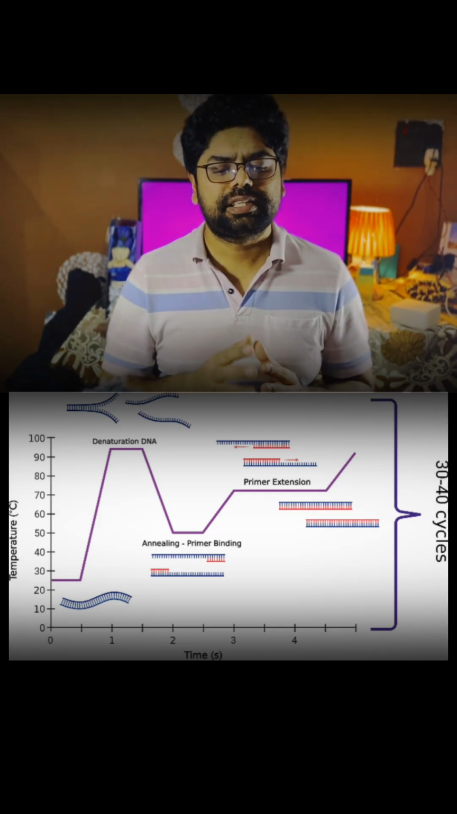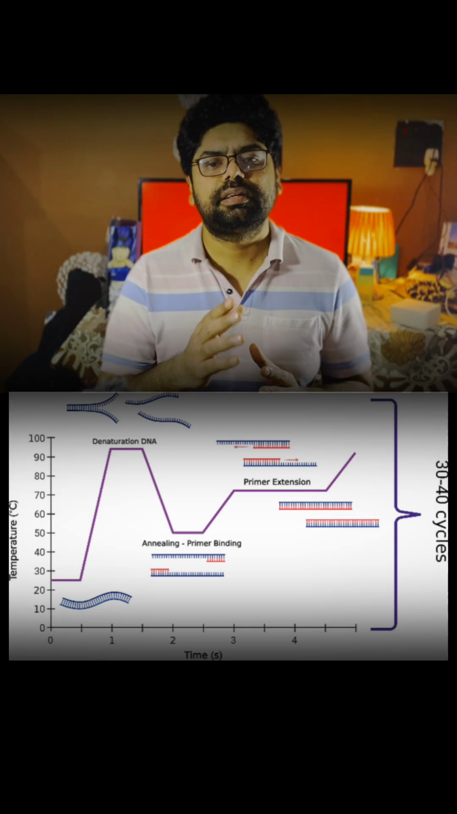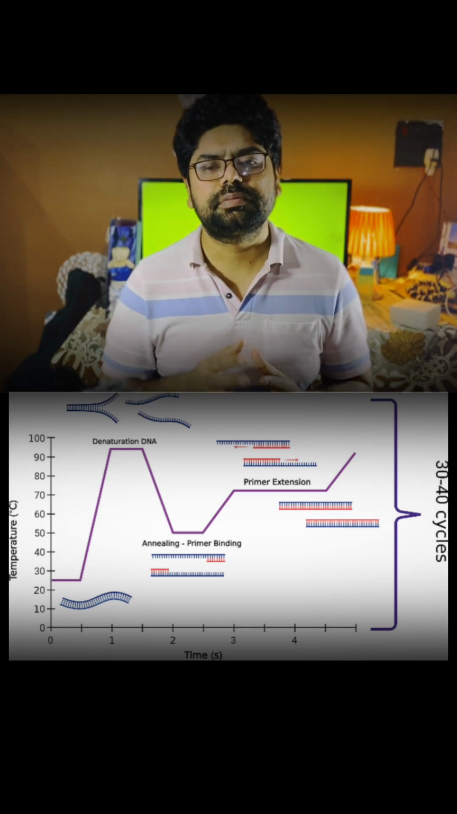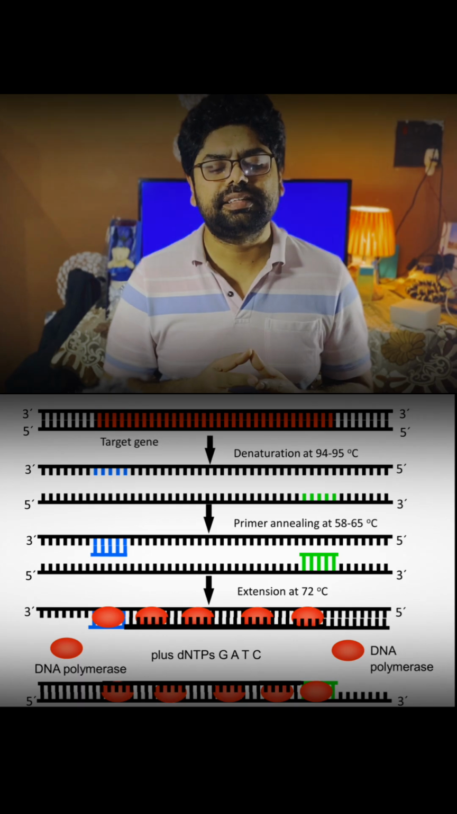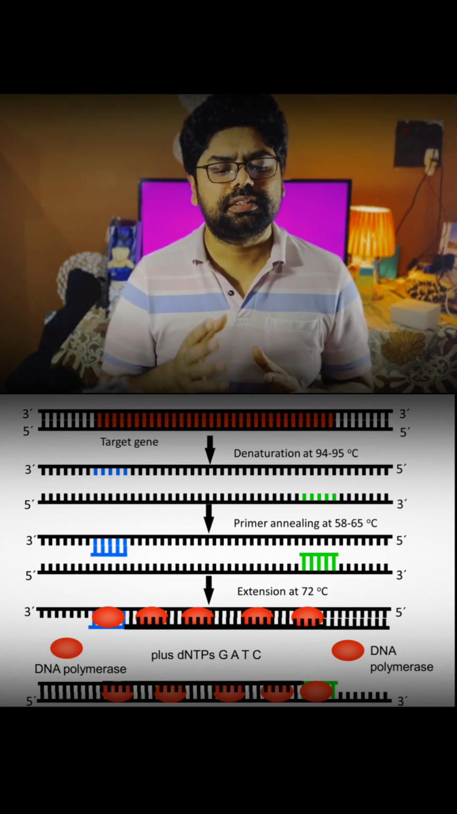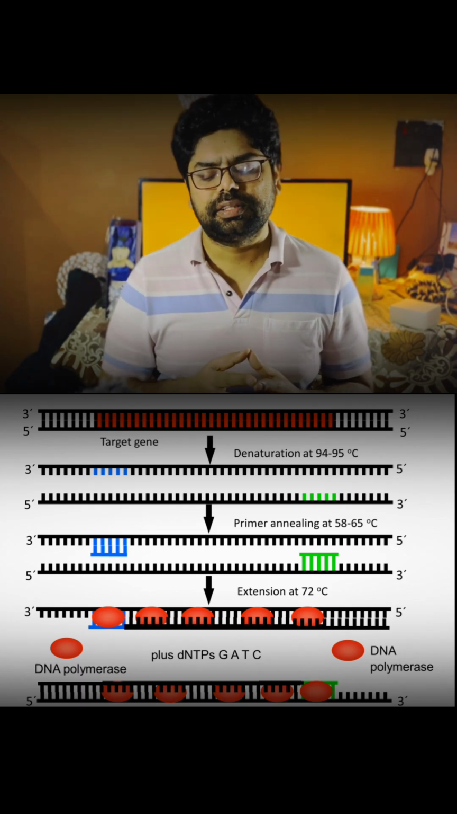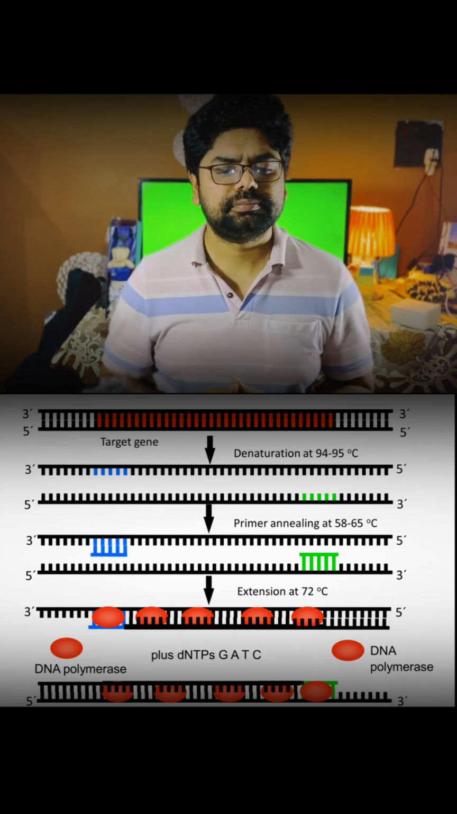Temperature used and length of time applied in each cycle depends upon the Tm, that is the melting temperature of the primer. Now, DNA polymerase, dNTPs, and divalent cations are also responsible for the amplification of the PCR template. Now, what is the initialization step?